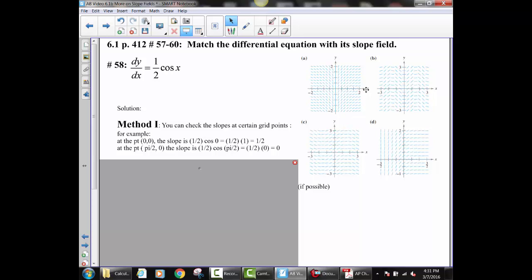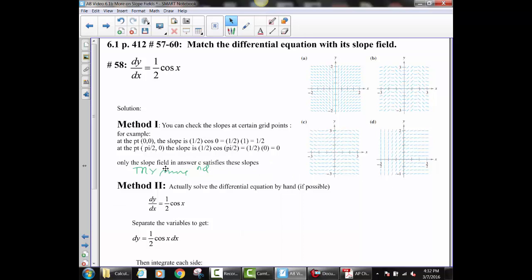So at pi over 2, which is at 1.57, I should have 0. And, well, we've already eliminated both of these anyways. And now pi over 2, 1.57, which would be about here. I guess this one looks more like a horizontal tangent line. You might have to go further on that one. So the only slope field is answer C or D that satisfies these slopes, and you could try more.